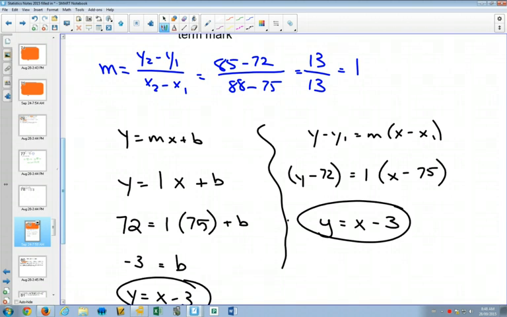So now we can figure out that missing value. If the term mark was 80, according to our equation, you would expect that person to get 77 on their exam. And because we're figuring something out within our data range, this would be called interpolation.